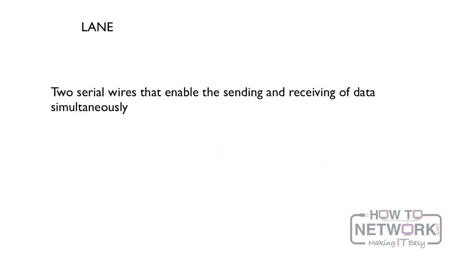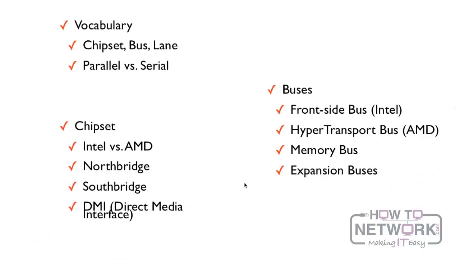Okay. So we've now covered some vocabulary. We covered what a chipset was, base and lane, and we also talked about parallel versus serial communication with a little bit in there about bit versus byte. So, let's get into chipsets.